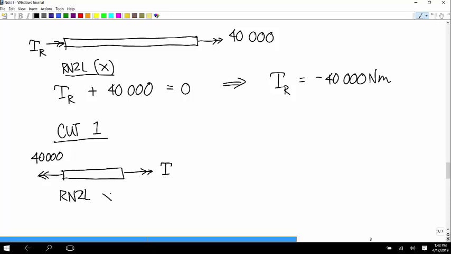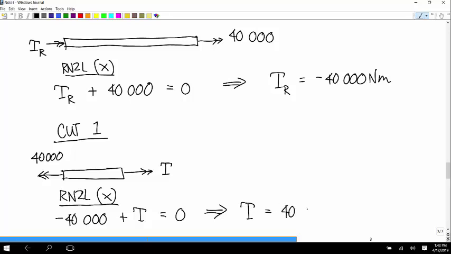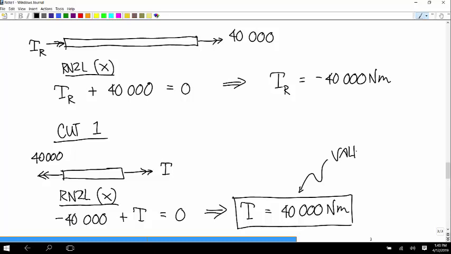So the moment equation about the x-axis says negative 40,000 plus T is equal to 0. So T is positive 40,000. Okay, so at every x value along this shaft, the internal torque is positive 40,000. So this is valid for every x.